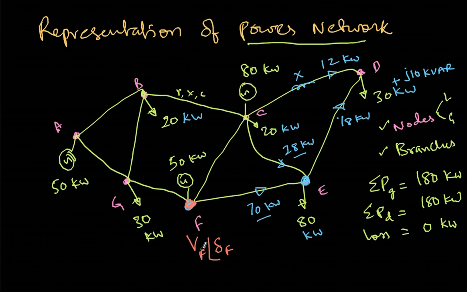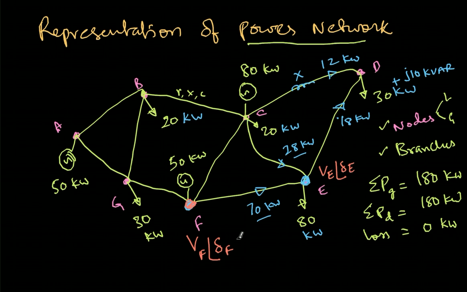You have already studied that the active power will flow from a higher value of delta to a lower value of delta. Therefore, here, if I represent VE as the voltage and delta E as the angle, in order for 70 kilowatts of power to flow from F to E, this delta F has to be more than delta E, so that the power is able to flow from here to here.